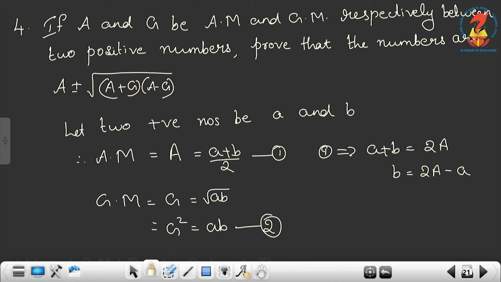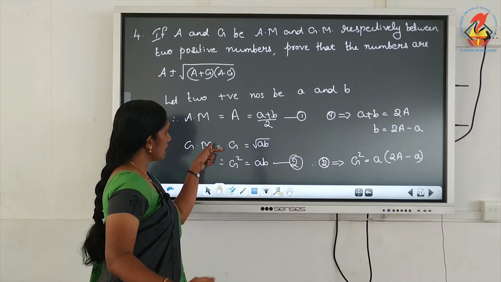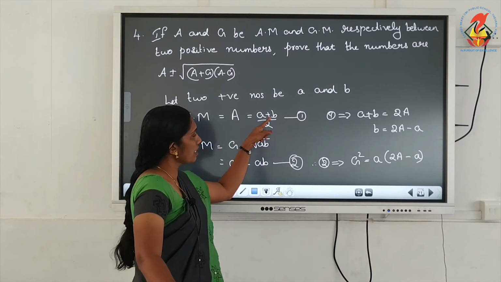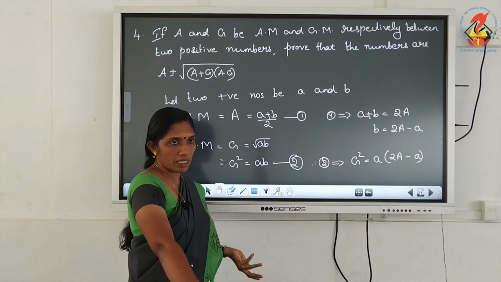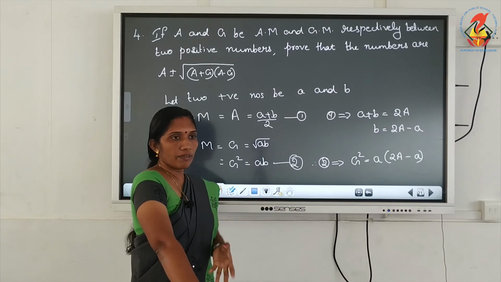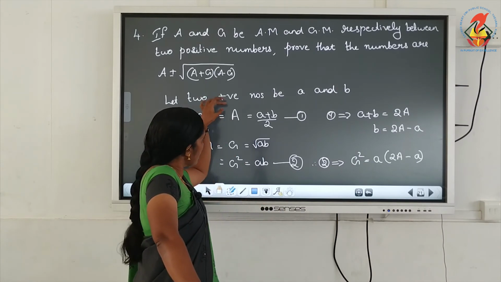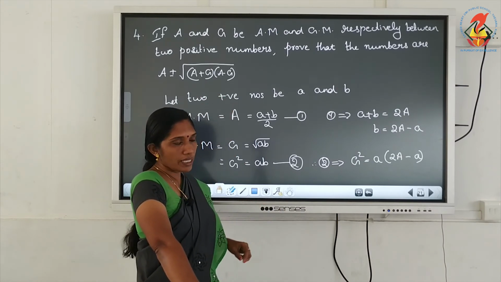Substitute b in the second equation. Therefore, the second equation becomes G square is equal to a into (2A minus a). And this capital A and capital G are constants. The numbers we don't know, let's call them x and y, they are variables, and these are given values, so they are constants.